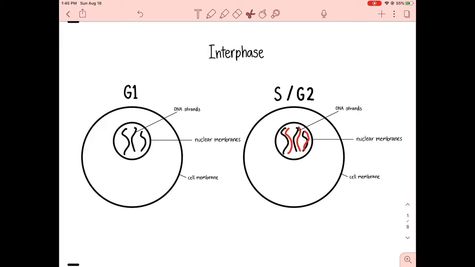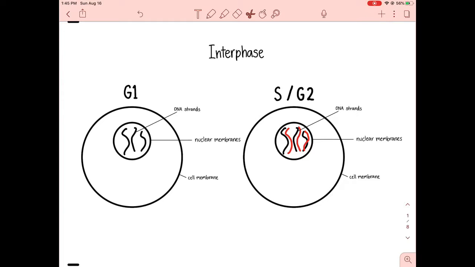In G1, the cell grows and carries out cell functions. The cell creates protein and organelles, and the DNA is intact and ready for replication. In S, DNA is synthesized, and the sister chromatids, which are attached by centromeres, are formed. In G2, the cell prepares for division. This stage is not a part of the mitosis cycle.